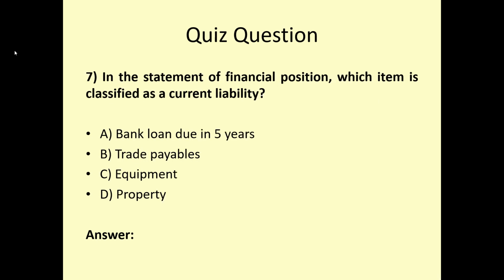Question 7. In a statement of financial position, which item is classified as a current liability? Is it A. Bank loan due in 5 years, B. Trade payables, C. Equipment, or D. Property?